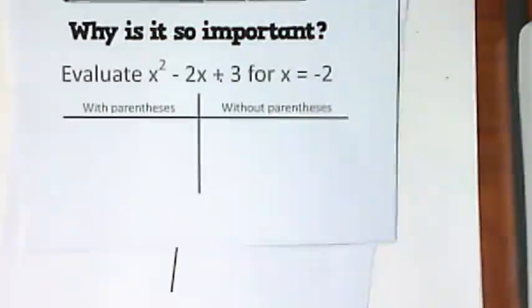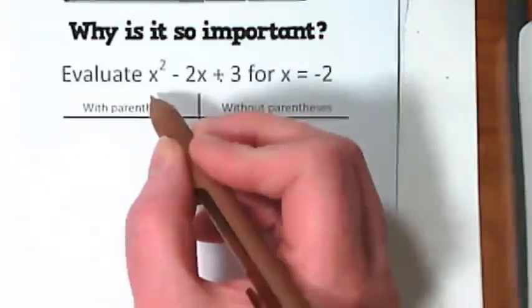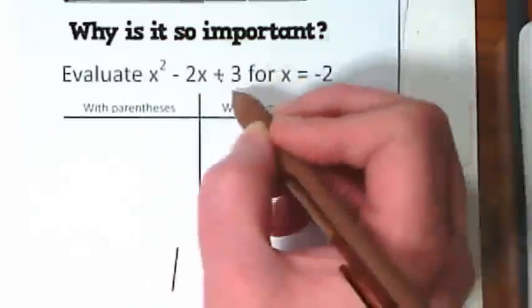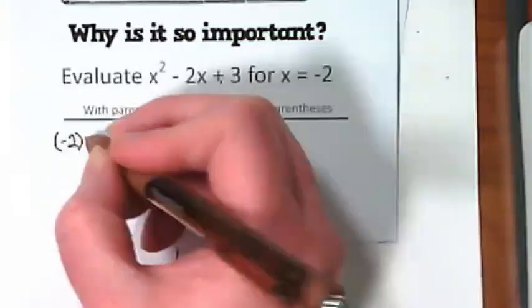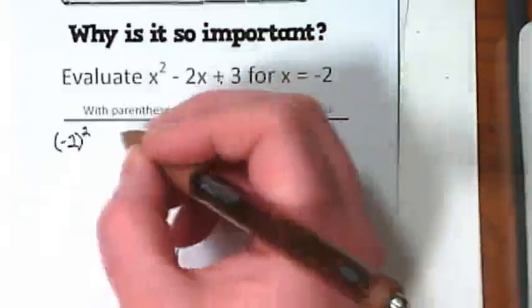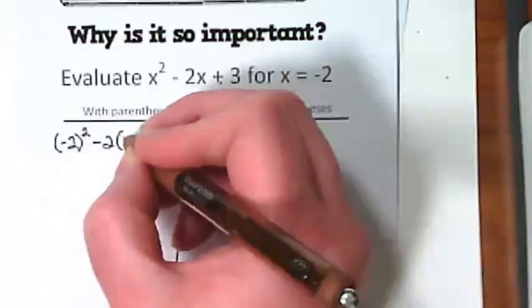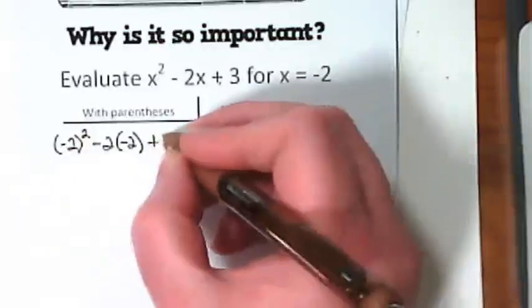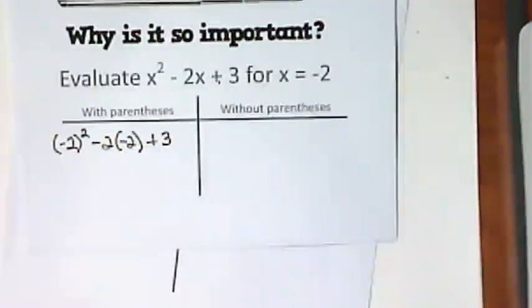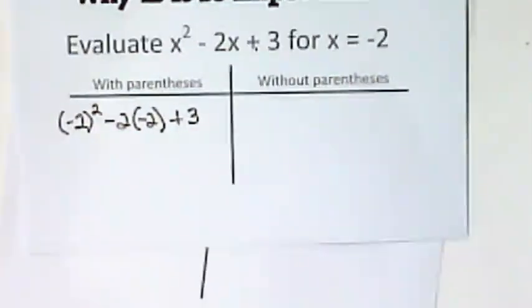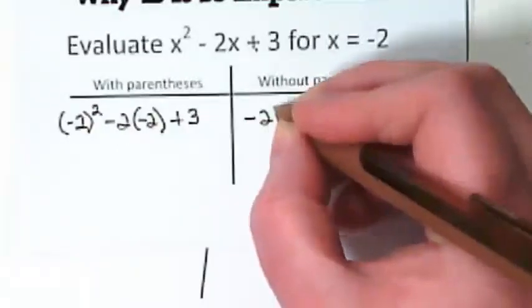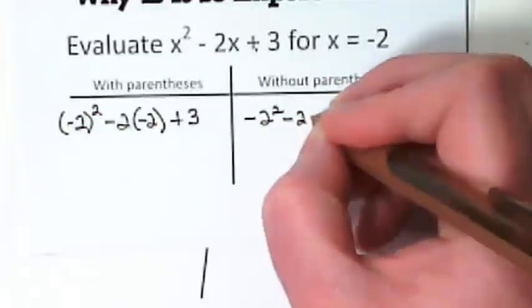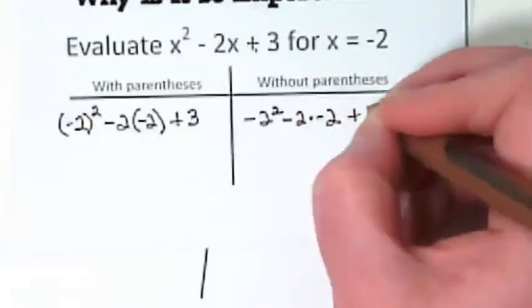So why is it so important to use parentheses? Well, we're going to evaluate the expression x squared minus 2x plus 3, where x equals negative 2. So let's start off here, writing (negative 2) squared minus 2 times (negative 2) plus 3. On the right side, we're going to write this without the parentheses, and we will end up with negative 2 squared minus 2 times negative 2 plus 3.